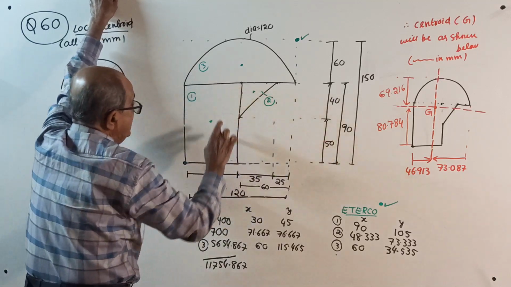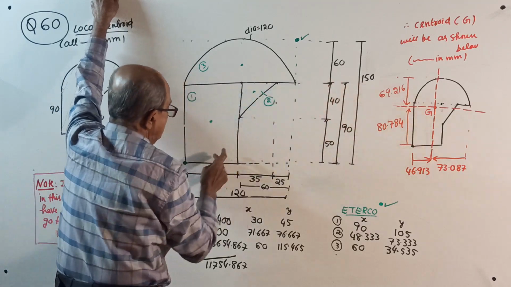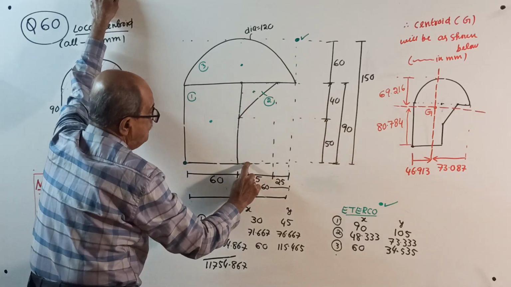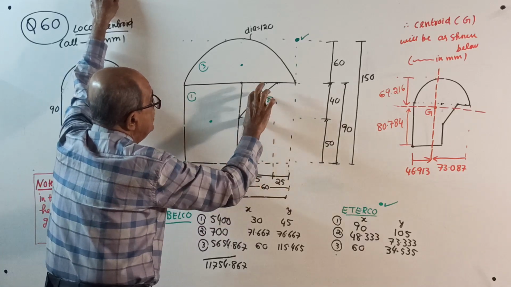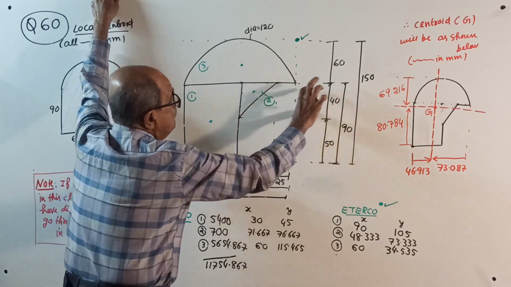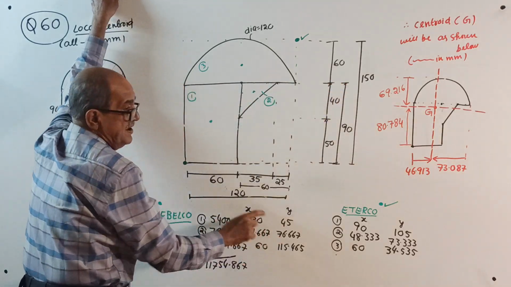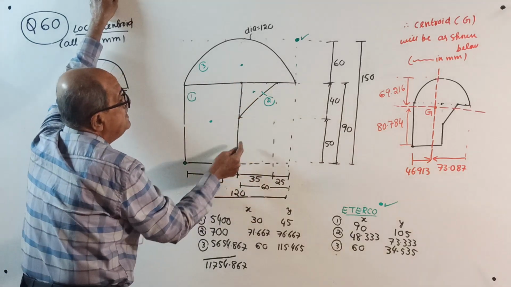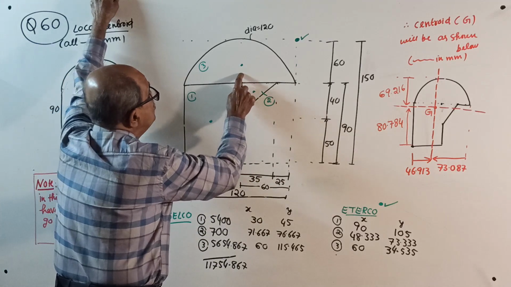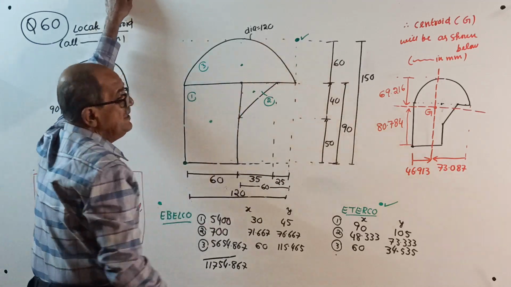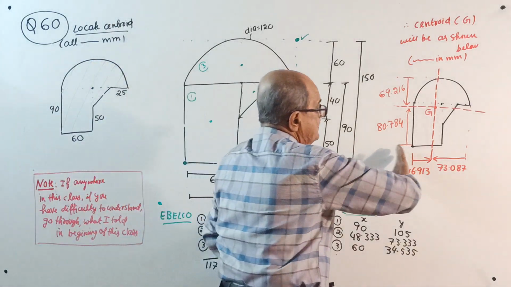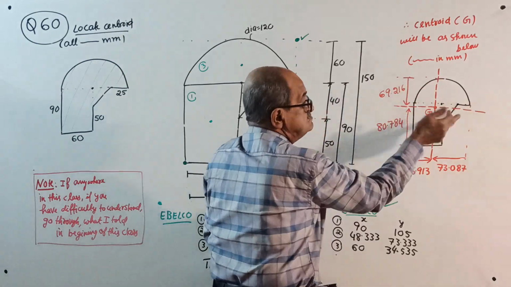This is 90, see here, this is 90 means 90 by 2, 45. This one, 50 plus 2 by 3 of 40, 76.667. This one, 90 plus 2 into 120 divided by 3 pi. Yes, you will get X bar and Y bar.